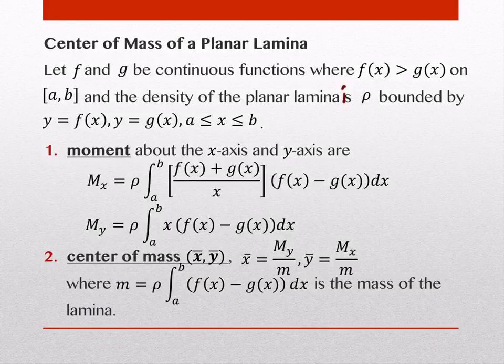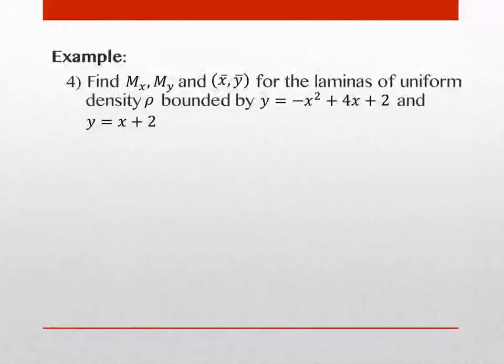We're going to find m sub x, m sub y, and the mass m, so that we can find x bar and y bar. So our lamina is of uniform density rho, and it's bounded by y equals negative x squared plus 4x plus 2 and y equals x plus 2. Now, in order to do this, we have to draw the graph. So grab your calculator and find out what the graphs of y equals negative x squared plus 4x plus 2 and y equals x plus 2 look like.